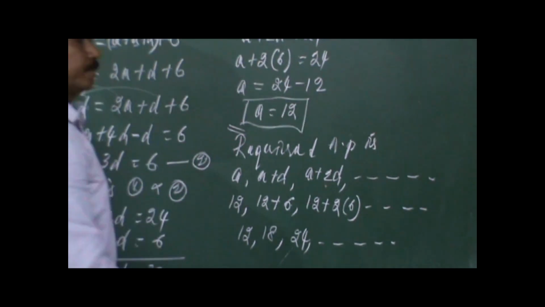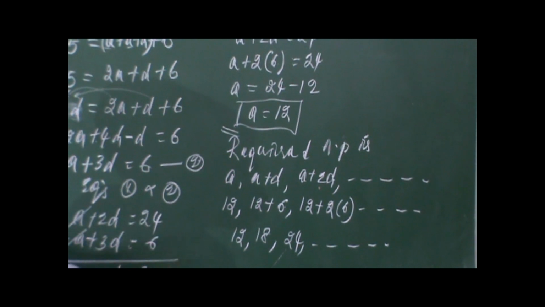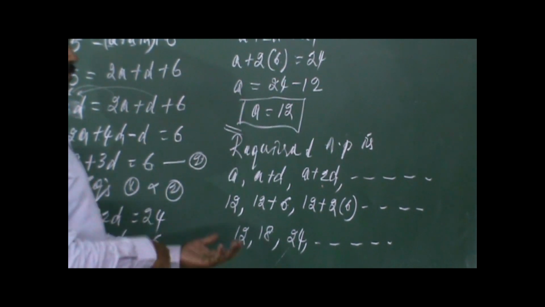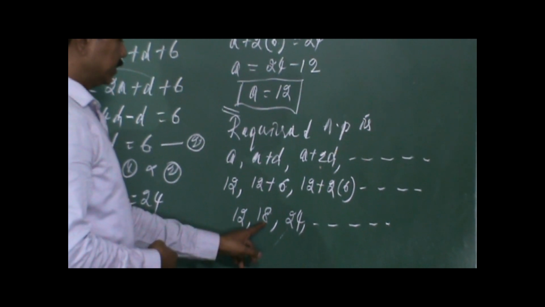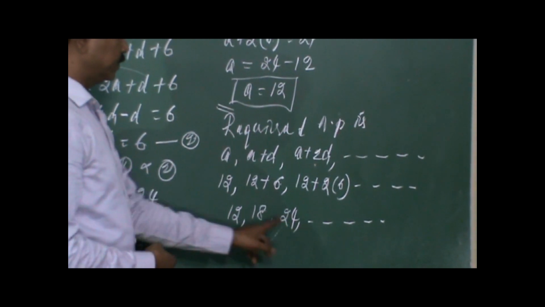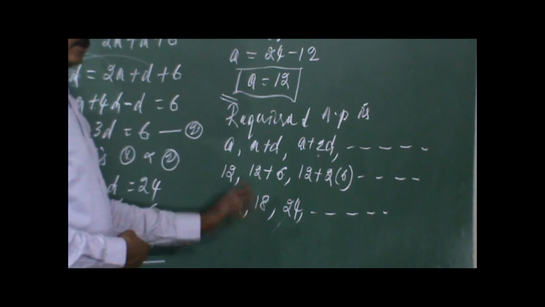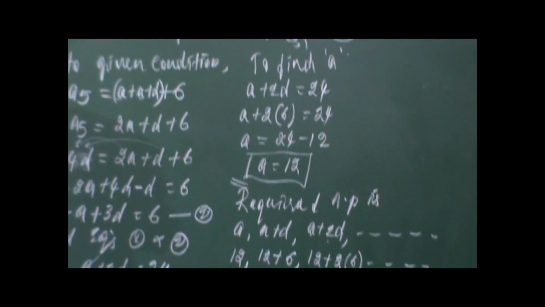Just to recheck whether the AP you have got is right or wrong, take the difference between the terms. 18 minus 12 is 6, 24 minus 18 is 6. Therefore you have successfully reached the arithmetic progression.